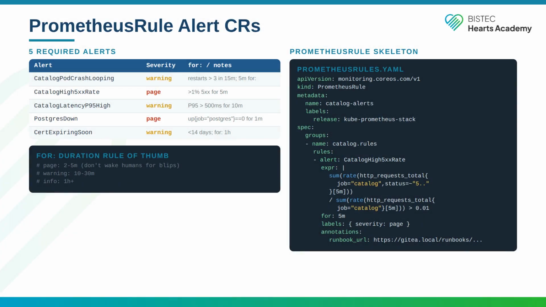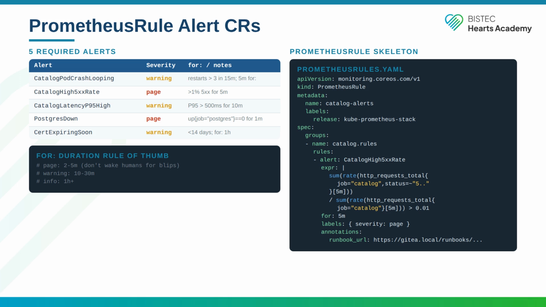In the Prometheus stack, alert rules are defined as PrometheusRule custom resources, not directly in Prometheus YAML. This keeps alerts in your GitOps workflow, committed, reviewed, and applied like any other Kubernetes manifest. The 5 required alerts cover the most common failure modes for the BISTEC Mart catalog service.